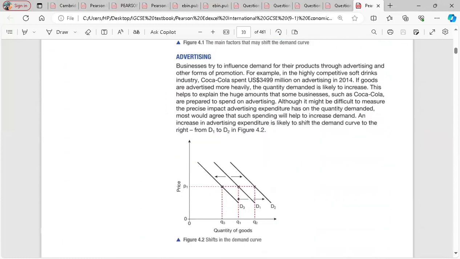Businesses try to influence demand for their products through advertising and other forms of promotion. We don't need to read it. Let me just explain advertising. Advertising means you are creating awareness. If your advertising is successful, then the demand for your goods will increase, shifting the demand curve rightward from D1 to D2. But if your advertisement is not successful, then the demand curve will not shift rightward. It will rather shift leftward from D1 to D3. Is advertisement clear? Yes.